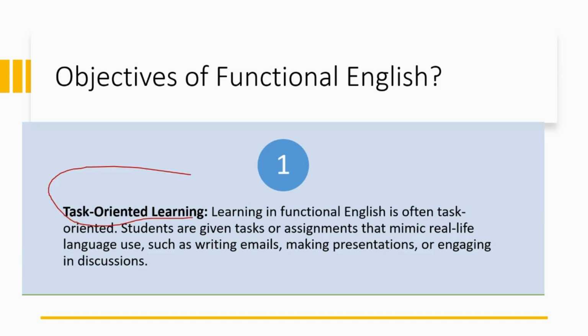Next, task-oriented learning. Learning in functional English is often task-oriented. Students are often given tasks that mimic real-life language use, such as writing emails, making presentations, or engaging in discussions. So the students are taught functional English not through cramming or memorizing, but they are assigned tasks or assignments which they have to perform, exposing themselves to a real situation. They are engaged in a real situation and respond to that situation.